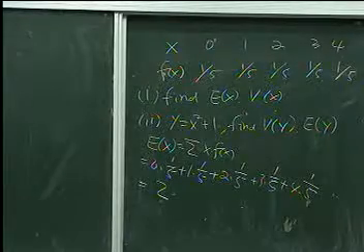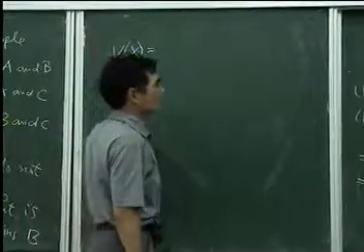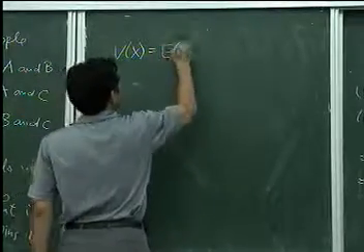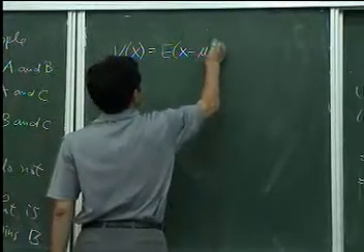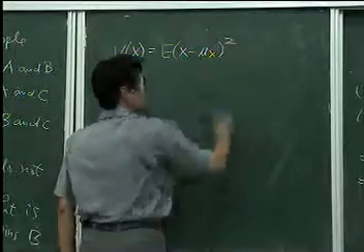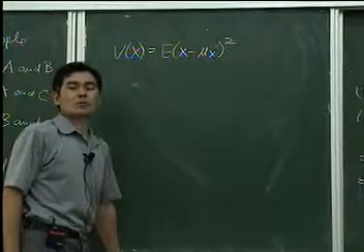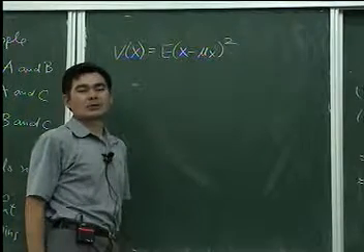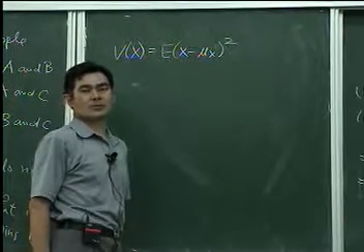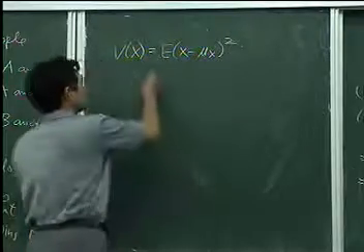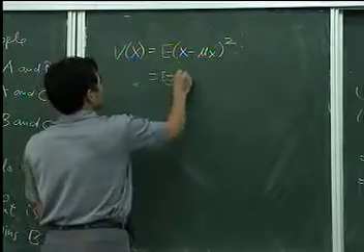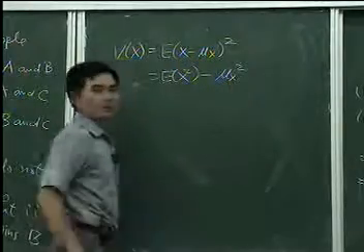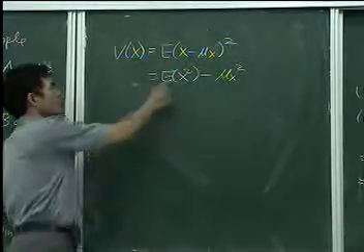Variance of x, okay, what is that? It is equal to expectation of (x minus mu x) squared, okay? That's one way to calculate it. What's the other way? Because we just introduced a different formula before, right? It is equal to expectation of x squared minus mu x squared, right? Okay? And what is this?